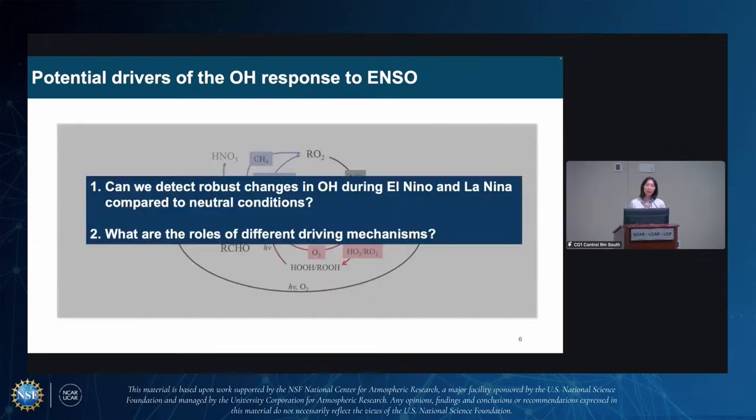Therefore, in my project, we really want to address two major questions. First of all, can we detect these robust changes in the OH during El Nino and La Nina compared to the neutral conditions? And also, what are the roles of these different driving mechanisms?